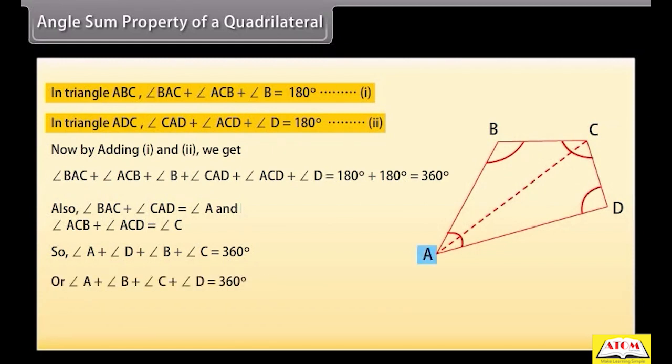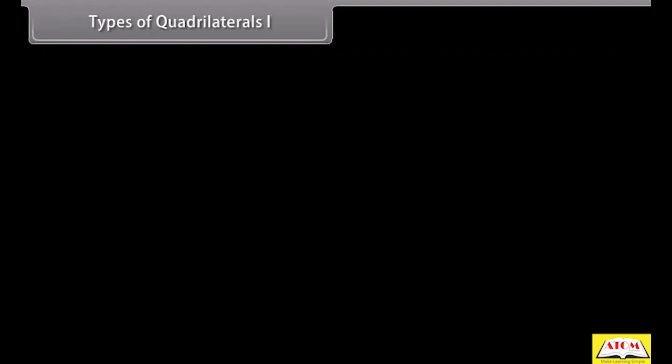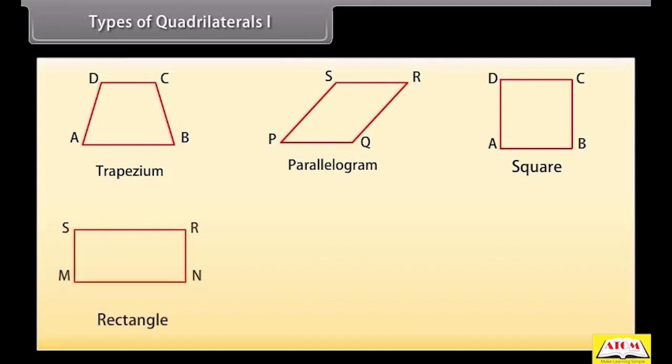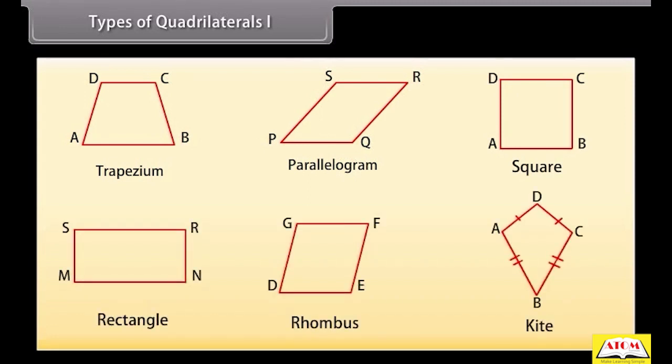Or, angle A plus angle B plus angle C plus angle D is equal to 360 degrees. That is, the sum of the angles of a quadrilateral is 360 degrees. Types of quadrilaterals 1. There are different types of quadrilaterals like trapezium, parallelogram, square, rectangle, rhombus, and kite.